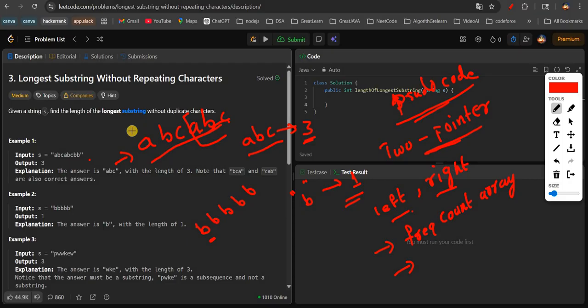While finding the frequency, if any character's frequency is greater than 1, I will move the left pointer. In the first level I will move the right pointer. Whenever the frequency of any character is greater than 1, at that moment I will move the left pointer, and when I move this left pointer, I will find the result with right minus left plus 1, because between the right and left pointers the substring will be there. For that, I'm using this algorithm.